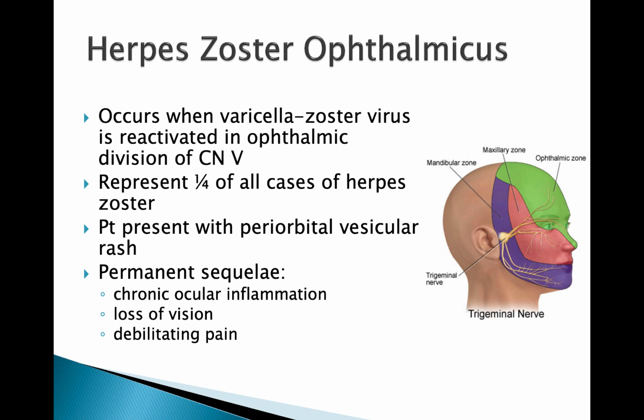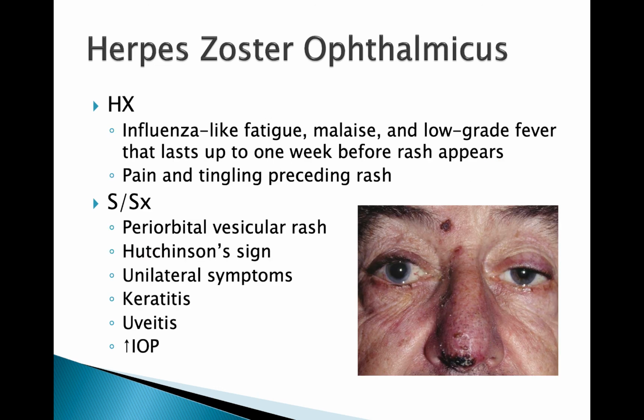And a lot of these patients will have chronic ocular inflammation. They can have loss of vision, or they can have debilitating pain from prolonged nerve irritation. So history, these guys are going to have a history of flu-like symptoms, malaise, a low-grade fever that lasts up to 1 week before a rash even appears. They're also going to have prodromal pain and tingling.